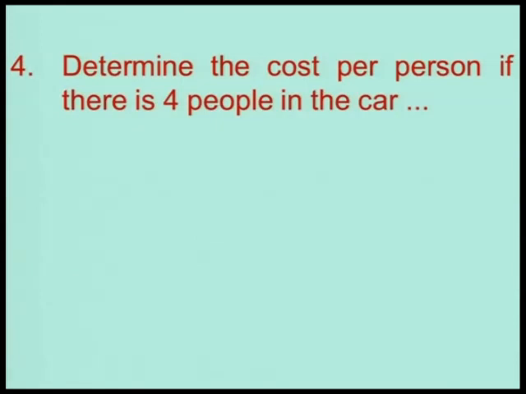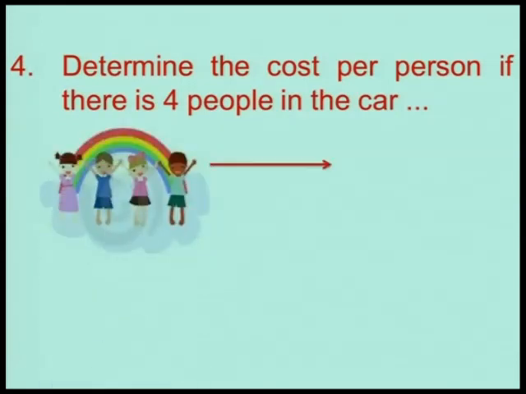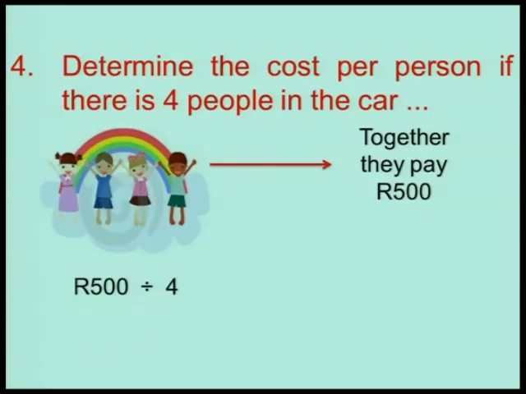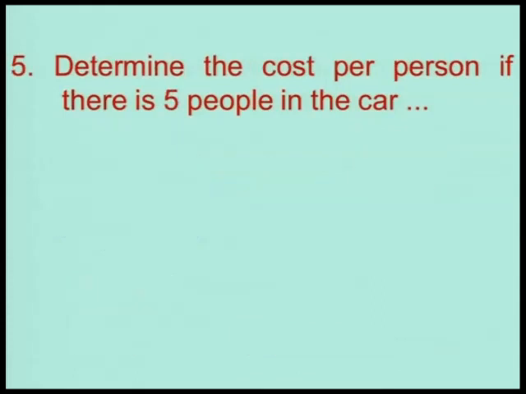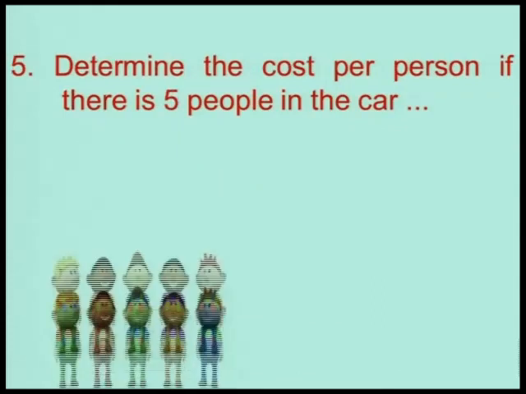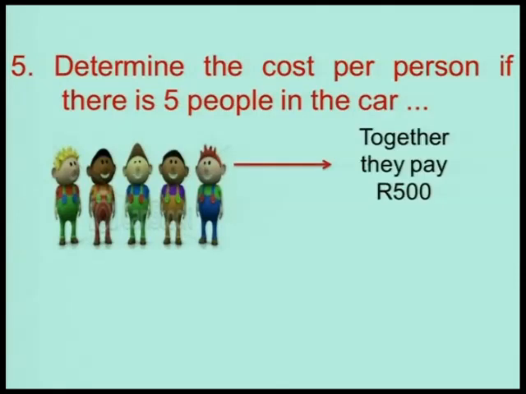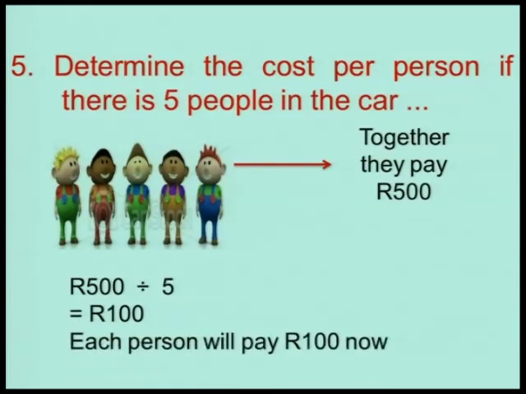If there's 4 people in a car, that means that all 4 of them together will pay 500 Rand. Remember, they are sharing. Therefore, you divide. So it will be 500 Rand divided by 4, which will amount to 125 Rand. So each one of those people will pay 125 Rand. If there's 5 people in the car now, all 5 of them will share that amount. So therefore it will be 500 Rand divided by 5, which will amount to 100 Rand. And each person will pay that 100 Rand.